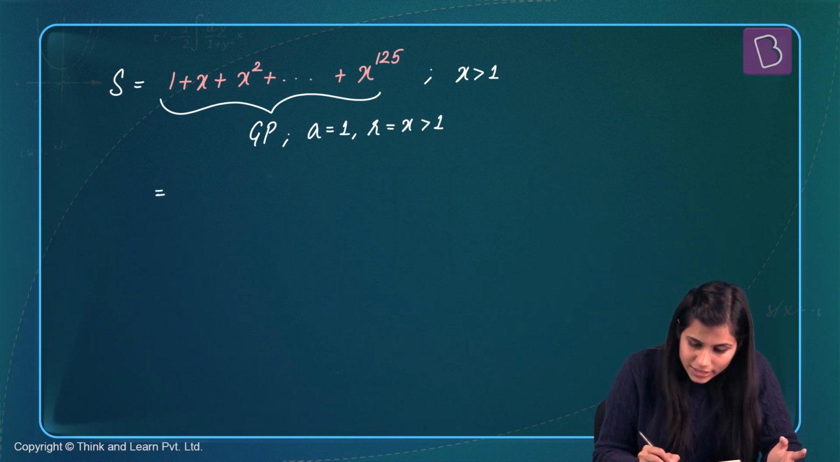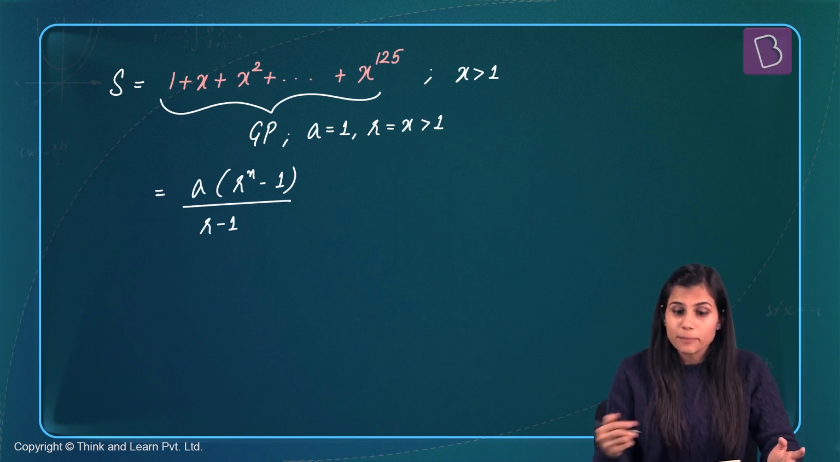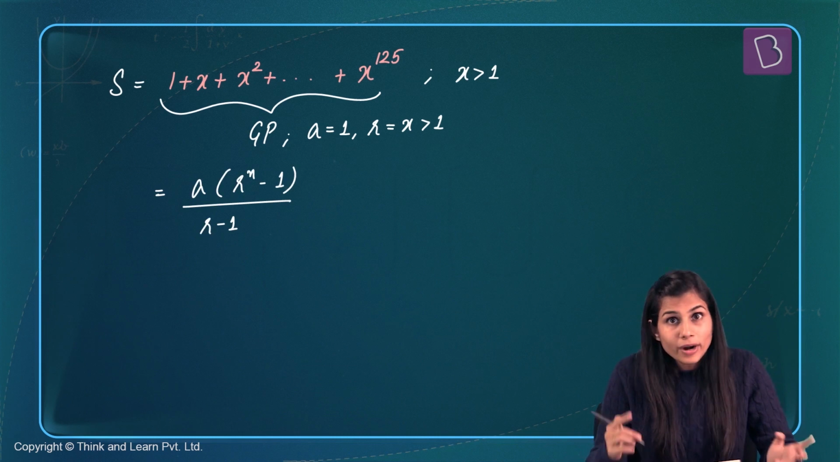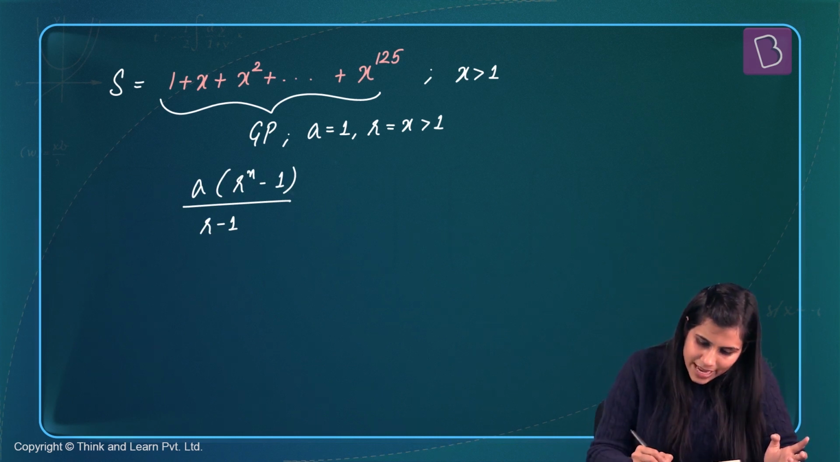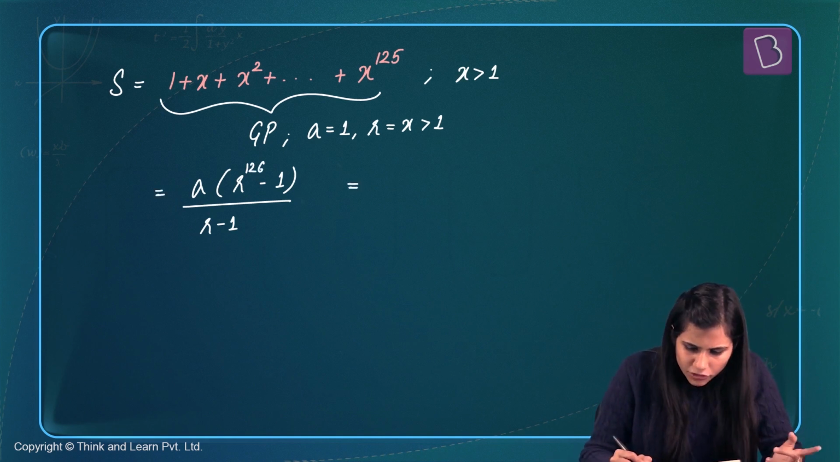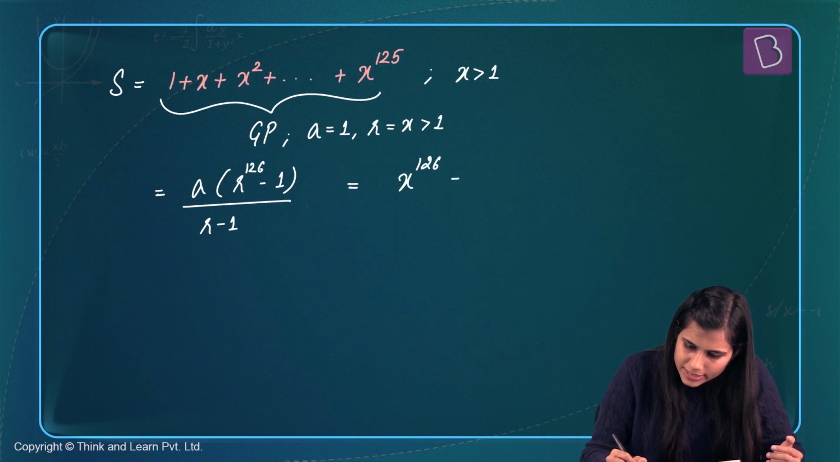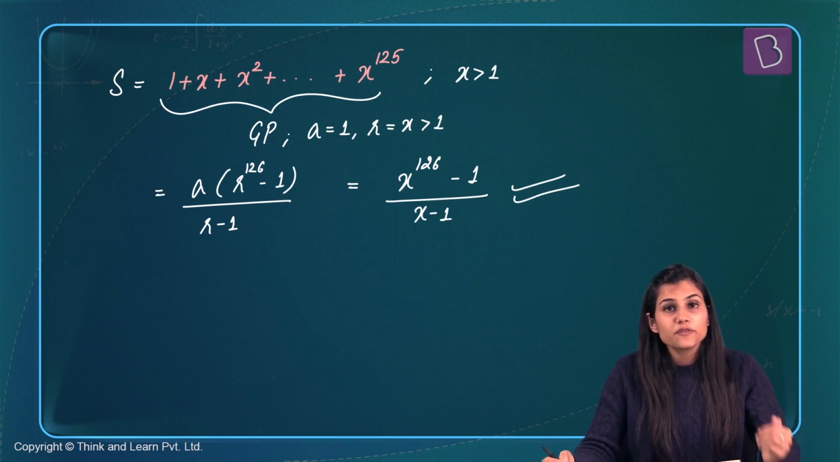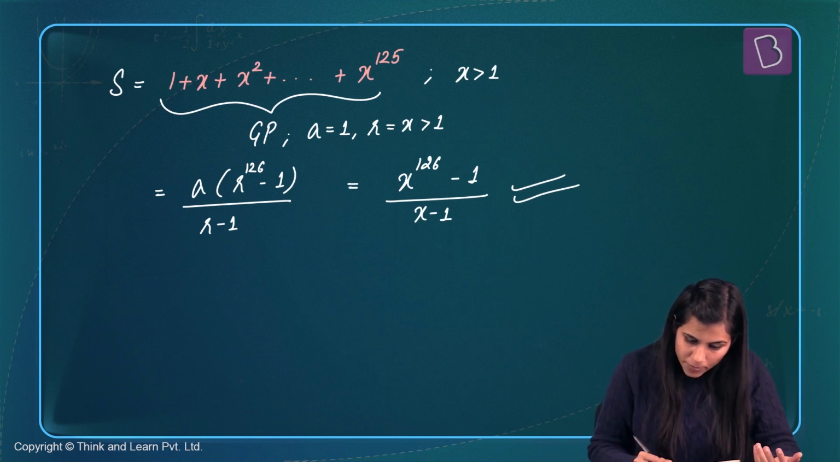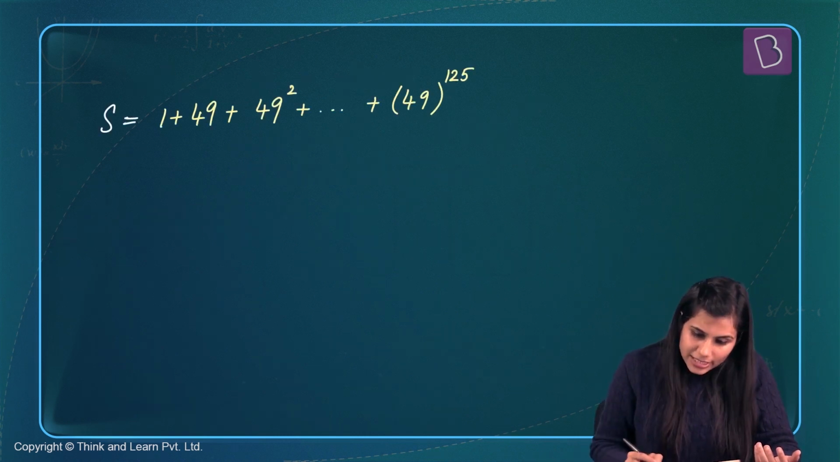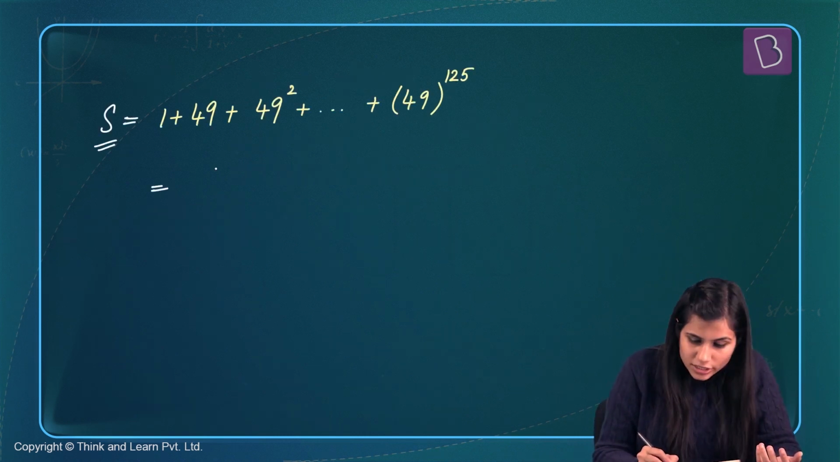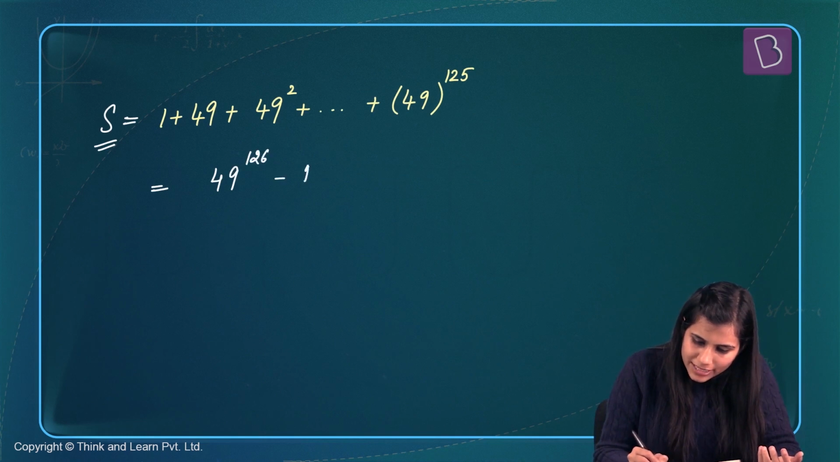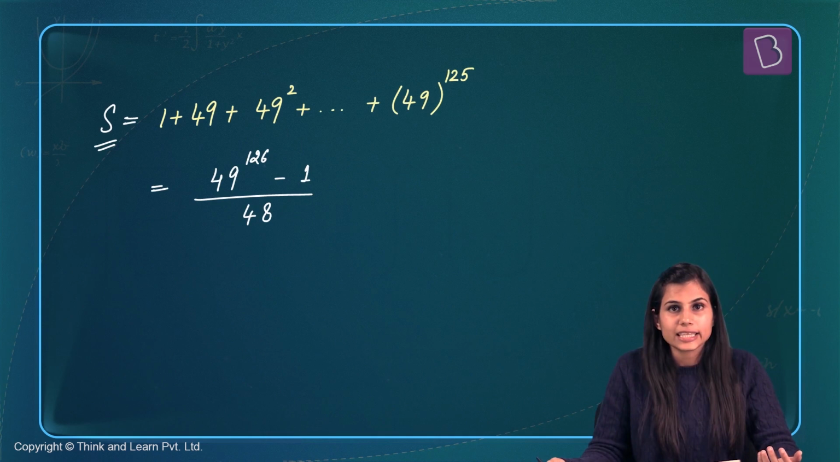So this sum is given by what? a, r to the power n minus 1 upon r minus 1, where n is the number of terms in this sum. You can see there are 126 terms in this sum, so this n in here will simply be replaced by 126. Okay, so this is nothing but, your a is 1, so you get x to the power 126 minus 1 upon x minus 1. Exact same thing I will be writing for x equals 49, isn't it? Because that is what the expression in here is. So this entire sum is going to be nothing but what? 49 to the power 126 minus 1 upon 49 minus 1, that's 48.